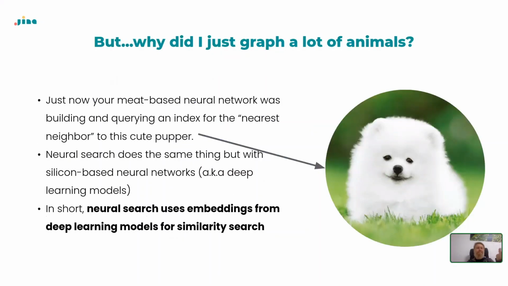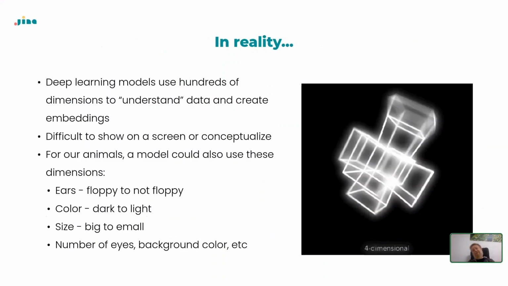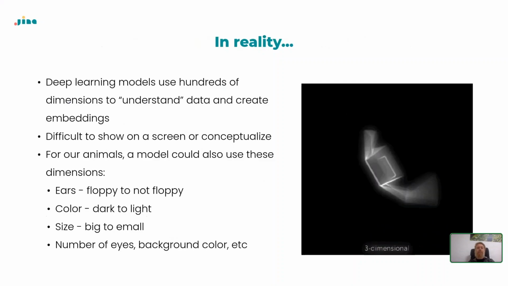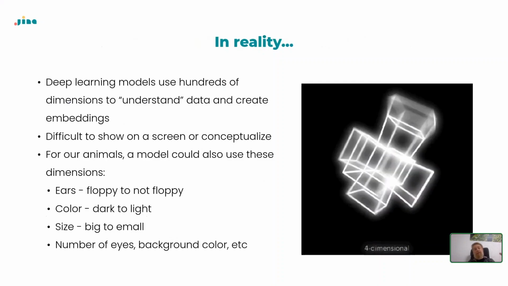But yeah, so the whole reason we did it was to show that the lump of meat in our head, our meat-based neural network, which is what it is, neurons and synapses, operates in a very, very similar way to if you're doing it in silicon. Neural search uses embeddings from deep learning models for similarity search. So just bringing back a few of the definitions from earlier there. In reality, as I said, these models are using hundreds of dimensions to understand data and create embeddings. It's difficult to show on a screen.